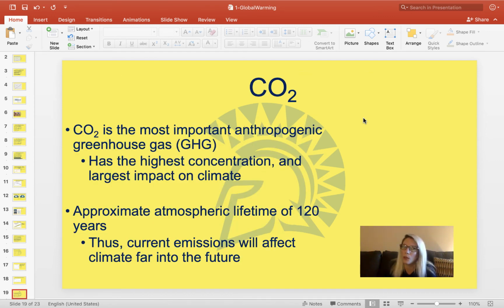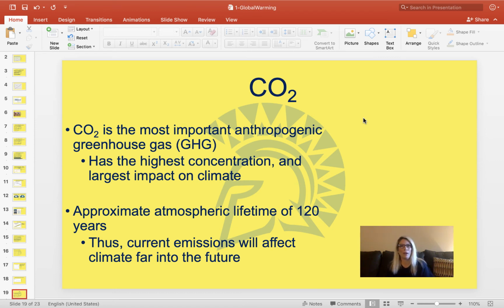But where we're going to go over next here for the next few minutes is going to be just CO2 in general. CO2 is the most important anthropogenic greenhouse gas, or GHG. I might abbreviate that. It has the highest concentration and the largest impact on our climate.